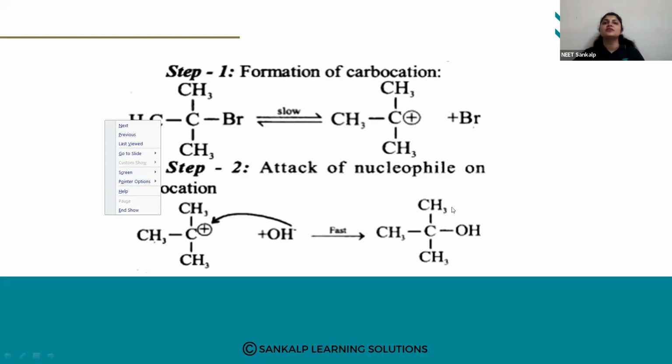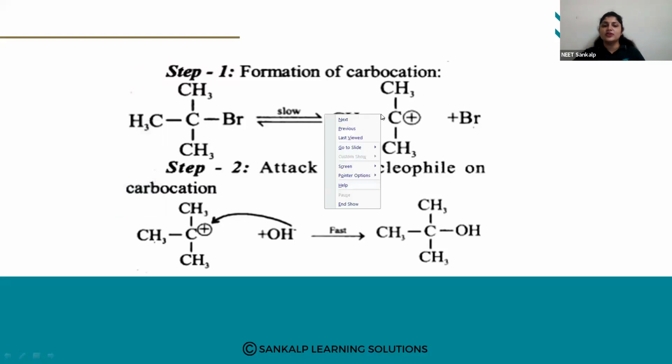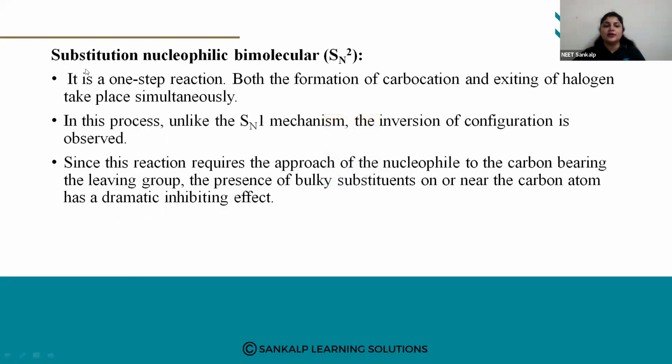So it shows first order kinetics because the rate depends only on one thing, that is the substrate. And the rate depends on the stability of the carbocation. Now the second one is bimolecular. Why bimolecular? Because the rate depends on two.